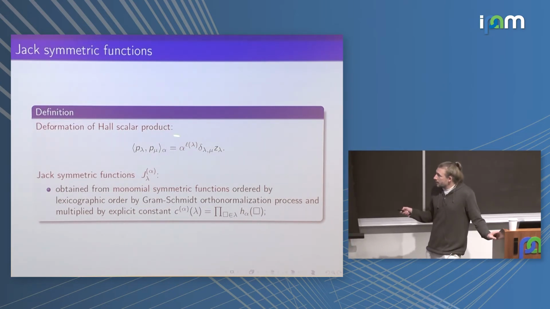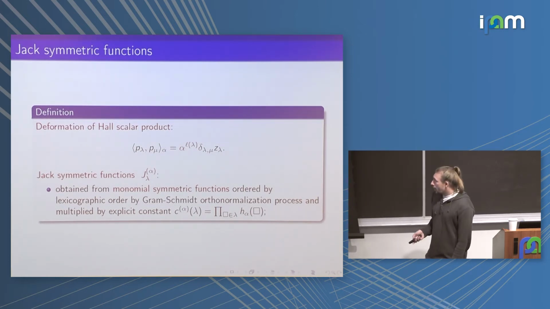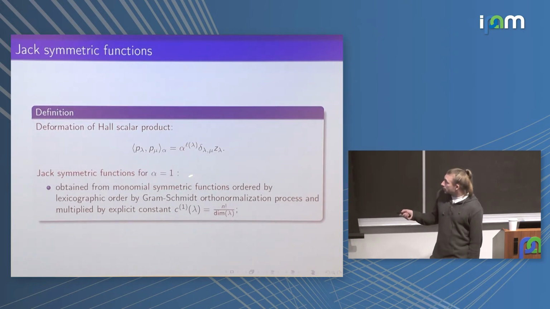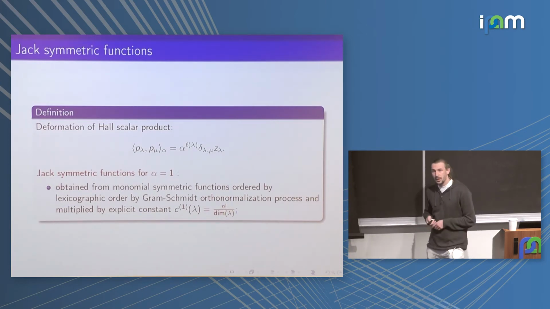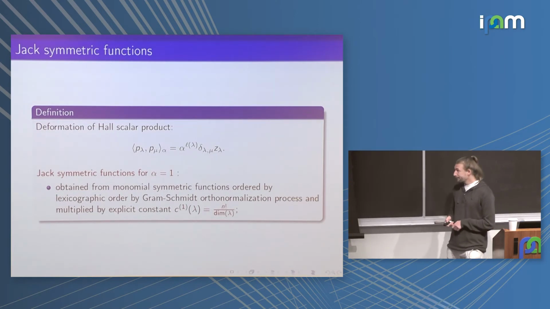the same, except that now your scalar product has this parameter alpha. You can think that alpha is some positive real number, and when alpha is equal to 1, you obtain exactly Schur symmetric functions, up to this normalization constant, which is n factorial divided by the dimension of lambda.